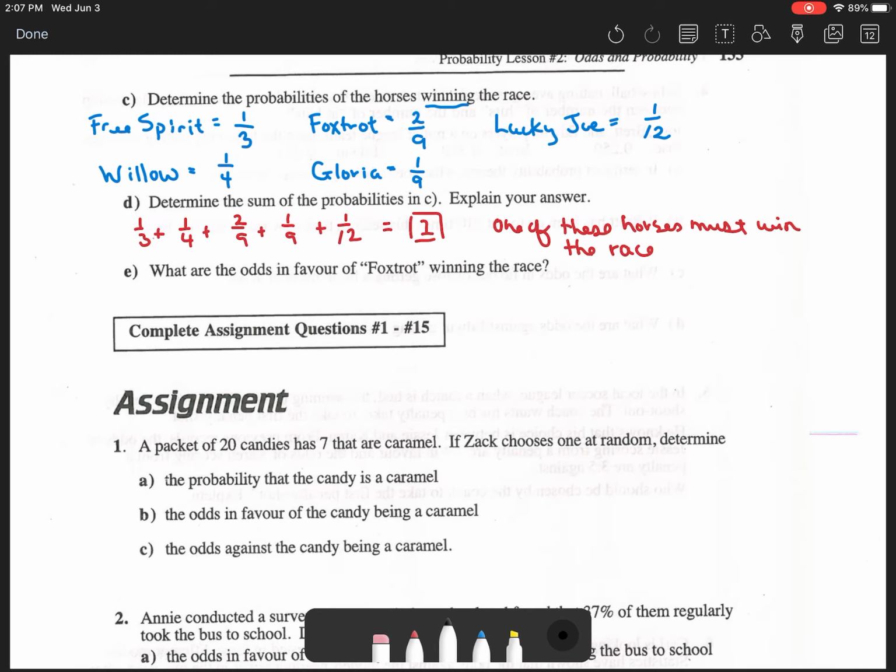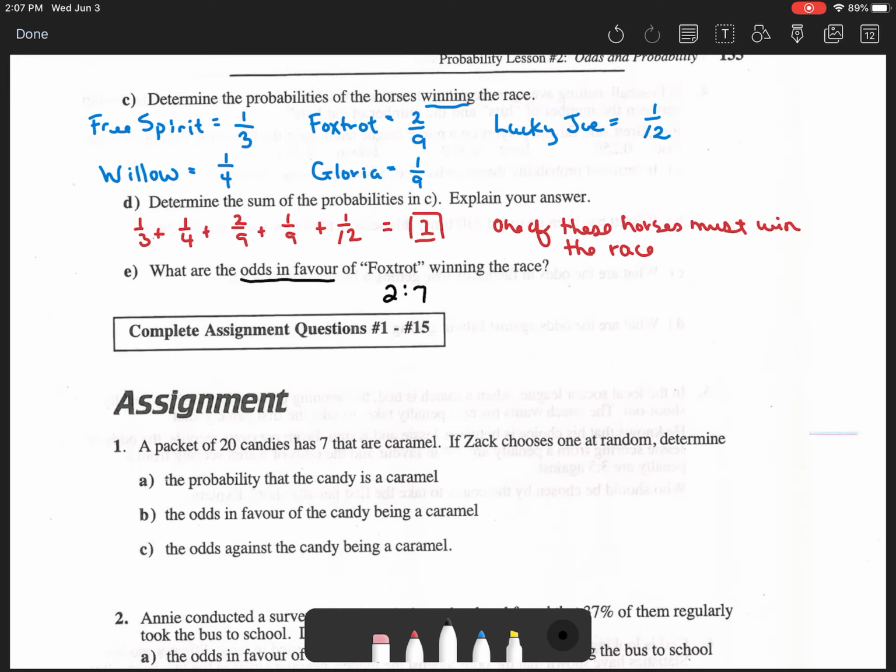Okay, and then last question here, what are the odds in favor of Foxtrot winning the race? Okay, well, if you take a look at Foxtrot, it was 7 to 2. That was not win to win. So now they want him to win. So it would be win to not win. Okay, you switch the numbers around because now it's in favor of him winning. Okay, and that's it for today's lesson.